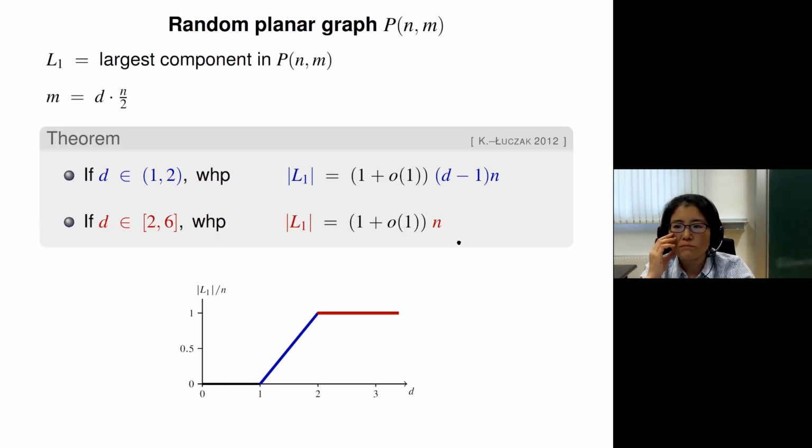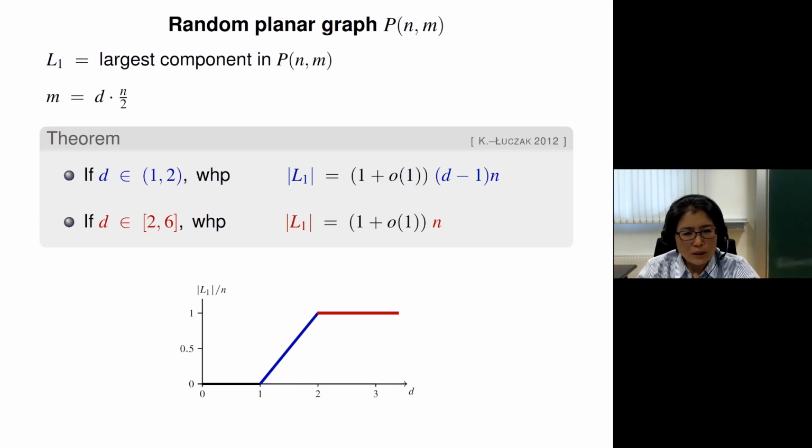Indeed, when I was very young, I spent 6 months in Poznan, Poland, and I learned a lot about random graphs from the master, Tomasz Luczak, and we studied the giant component. And we focused on the range that I mentioned, when the average degree is between 1 and 2.